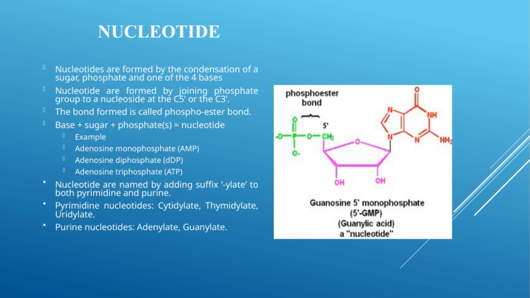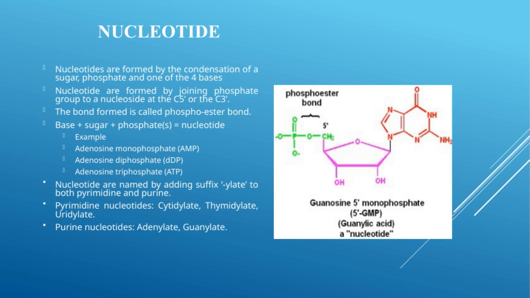When we talk about nucleotides, it's important to understand how they are built. They are formed by joining a phosphate group to a nucleoside, which is a sugar attached to a base, at either the C5 or the C3 position on the sugar. The bond that forms between the phosphate and the sugar in this process is called a phosphoester bond. So, in simple terms, a nucleotide is just a combination of a base, a sugar, and phosphate groups.